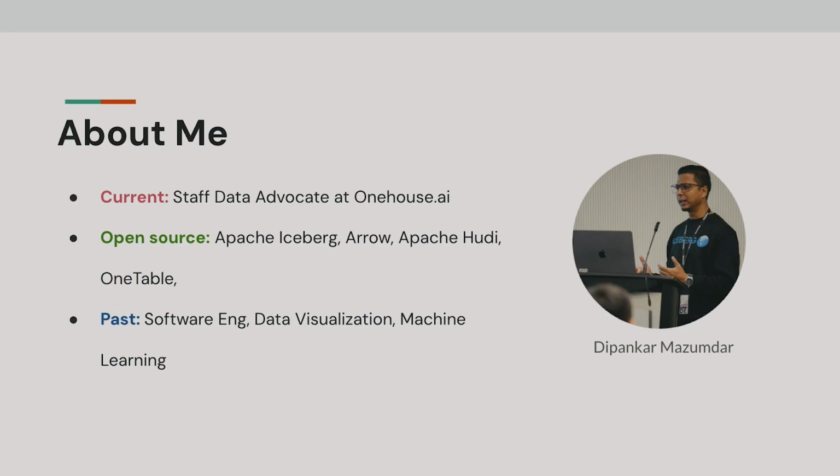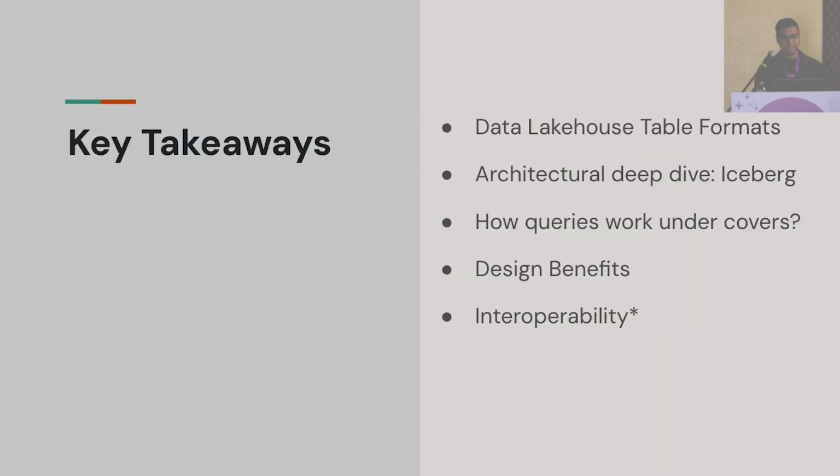So I'm Dipankar. I'm currently a staff data advocate here at OneHouse. Before that, I was at Dremio. I was involved with Apache projects like Iceberg and Apache Arrow as well, mostly on the advocacy side, making sure the developer experience is good and it's easier for people to get started with those ecosystems. More recently, I'm involved with Apache Hudi as well, and OneTable. That's something new that we just launched today. My previous roles have been in different segments like software engineering, data visualization, and machine learning as well.